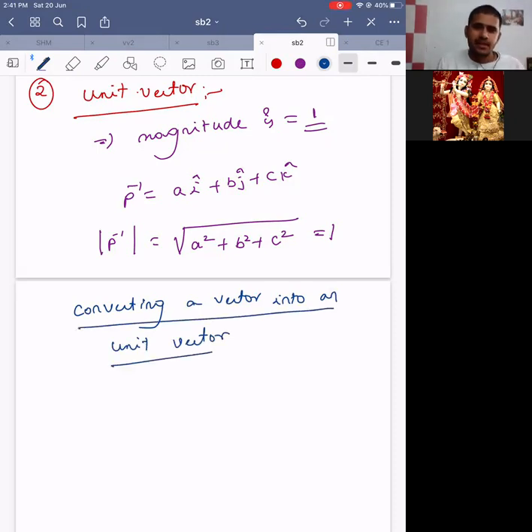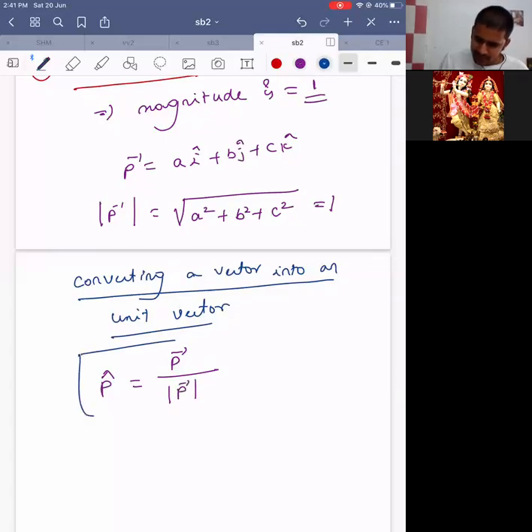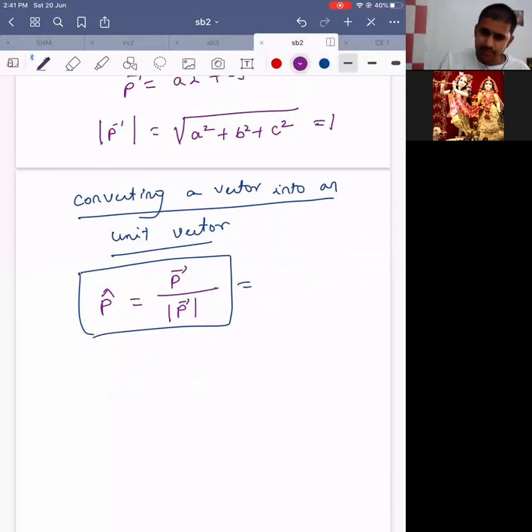Okay. To convert a vector into a unit vector, we represent it with p cap, which is equal to p bar by mod of p bar. So let's see an example.